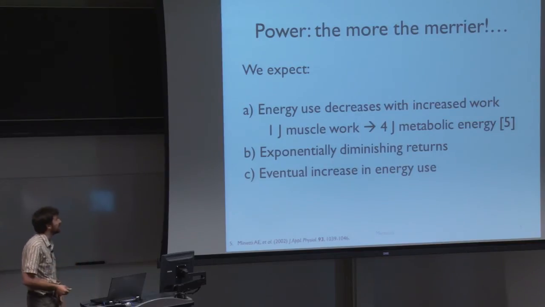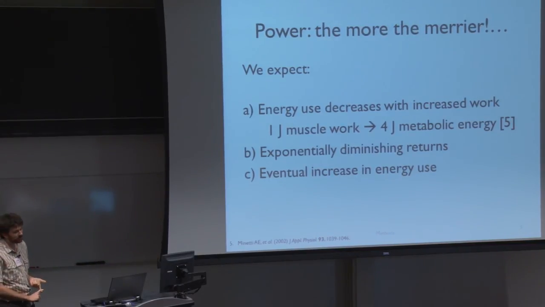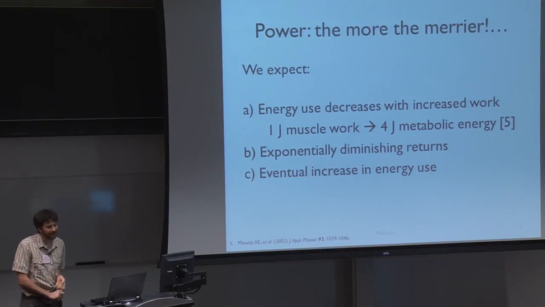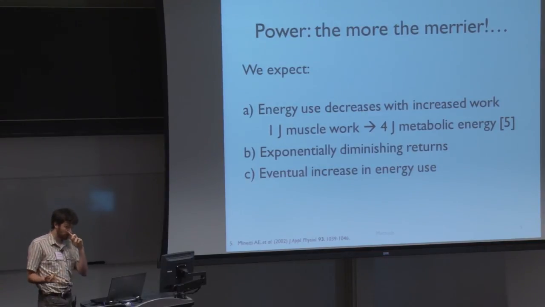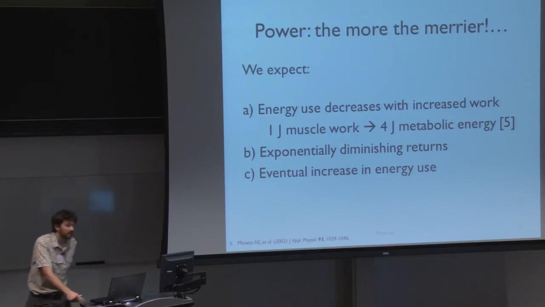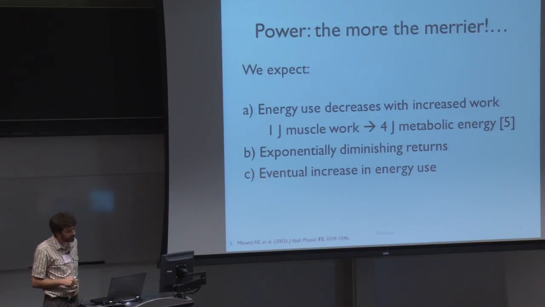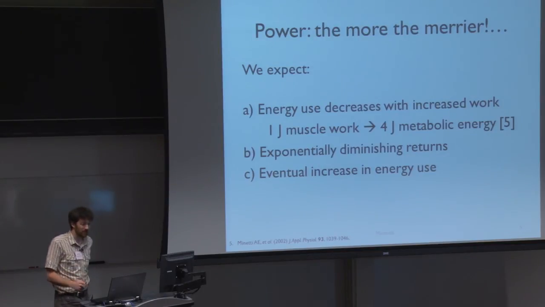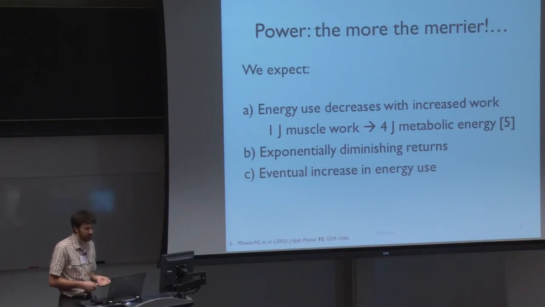So we propose that the more the merrier in terms of ankle push-off work. This comes from the idea that 1 joule of muscle work costs you 4 joules of metabolic energy. So if you can effectively replace each joule of muscle work with a joule of robot work, you save 4 joules of metabolic energy. We expect diminishing returns as it becomes difficult to effectively replace muscle work. And perhaps for crazy amounts of push-off work, you could incur an additional energy cost of 0.25 joules per kilogram as your muscles absorb the added energy.